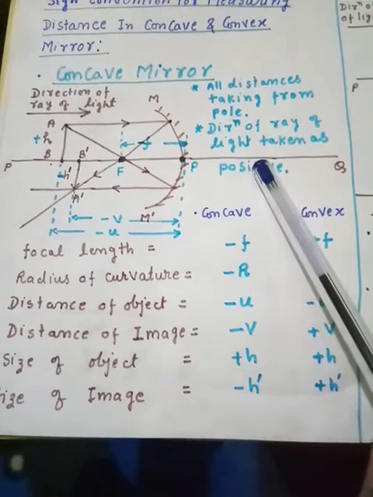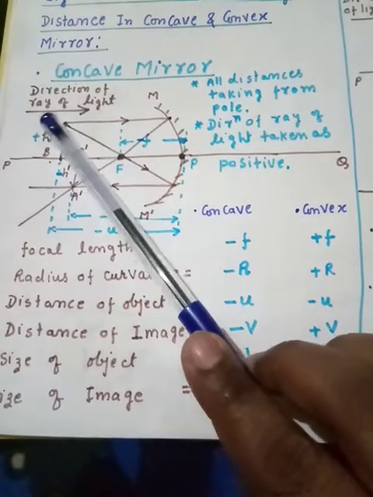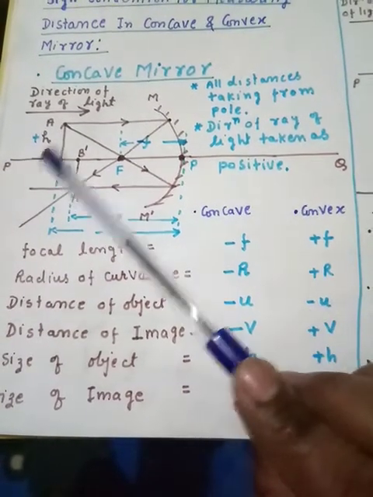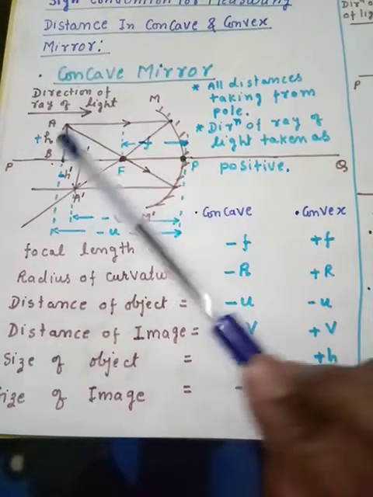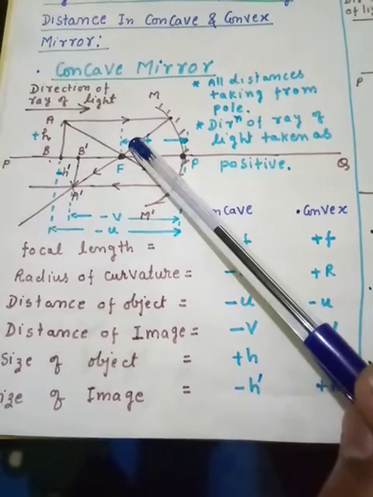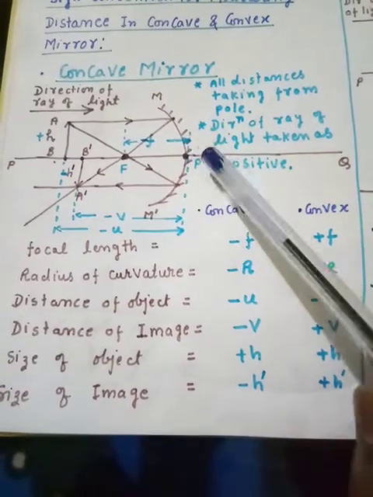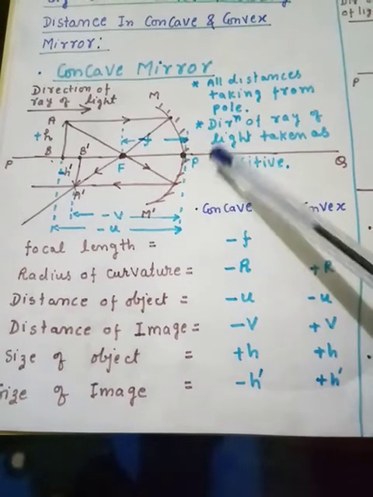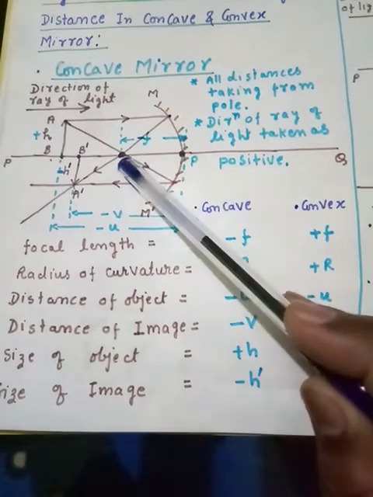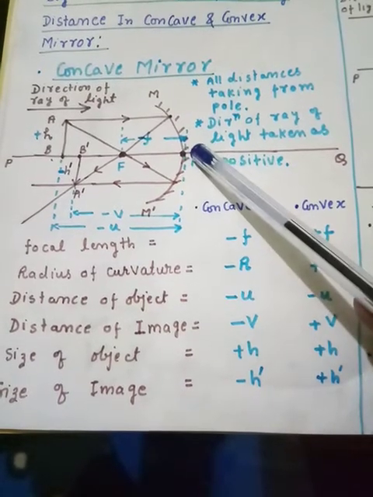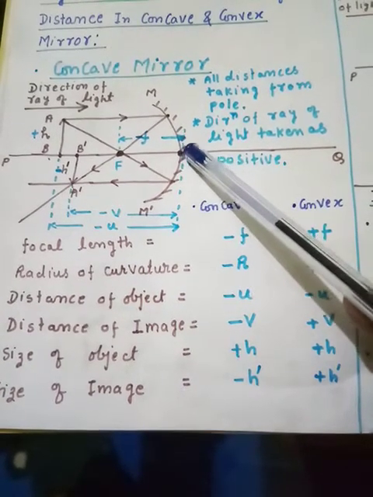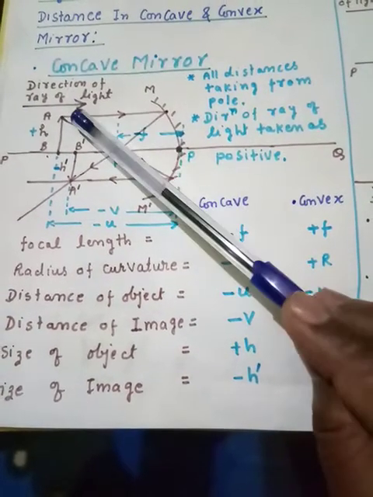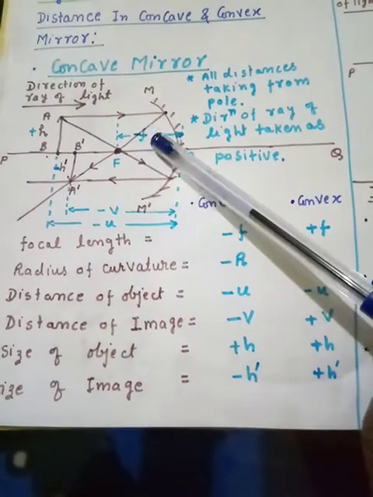It means that any distance which is in the direction of a ray of light, we take as positive, and any distance which is opposite to the direction of a ray of light, we take as negative. So let's give the sign to these parameters. As you see, the focal length is the distance between the pole and the principal focus. So we measure the distance from the pole. When we go from pole to focus, we go opposite to the direction of the light ray. So we give the focal length a negative sign.